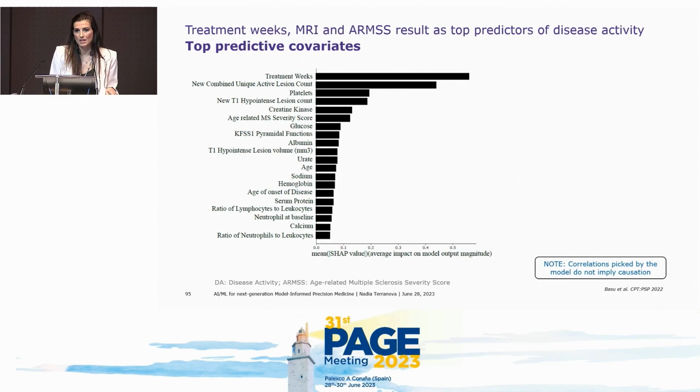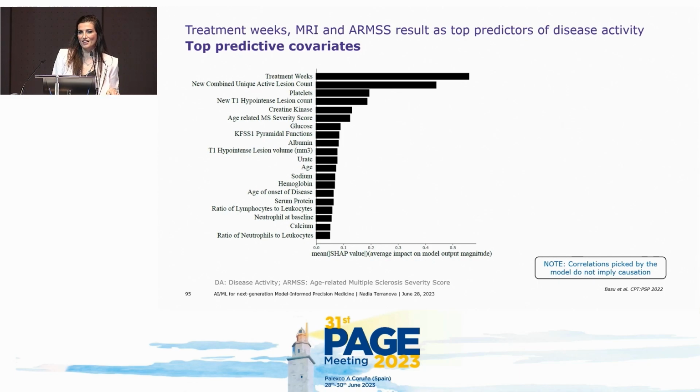So here, just an example of how SHAP may look like. You have a rank of covariates, and here for one model, you can see that the number of treatment weeks was really coming as important, followed by the number of MRI assessments and also the age-related MS severity score and some lab values, which is great, right? We start understanding how our model is making the prediction. And this can be done also at the individual level. For each patient, you know exactly which covariates are driving your prediction towards disease activity or no disease activity.